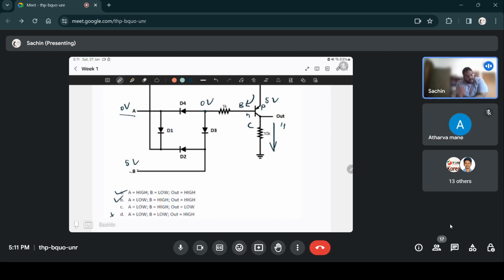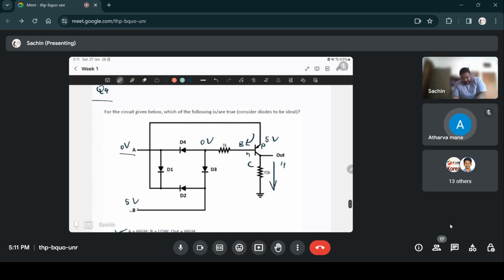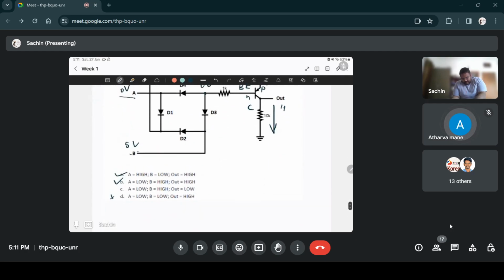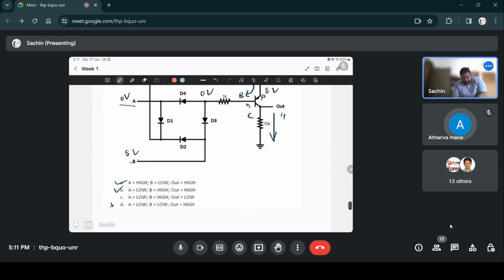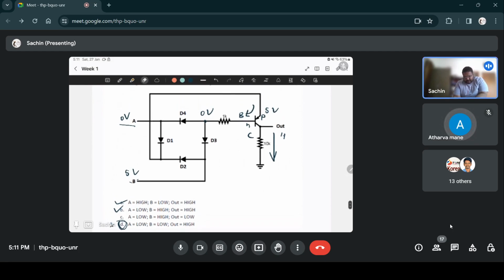So both A and B are right. Yes. Case D, when both are low. This one? Yeah, there's no other external power supply connected here, right? It's just wires and circuit elements hanging about.